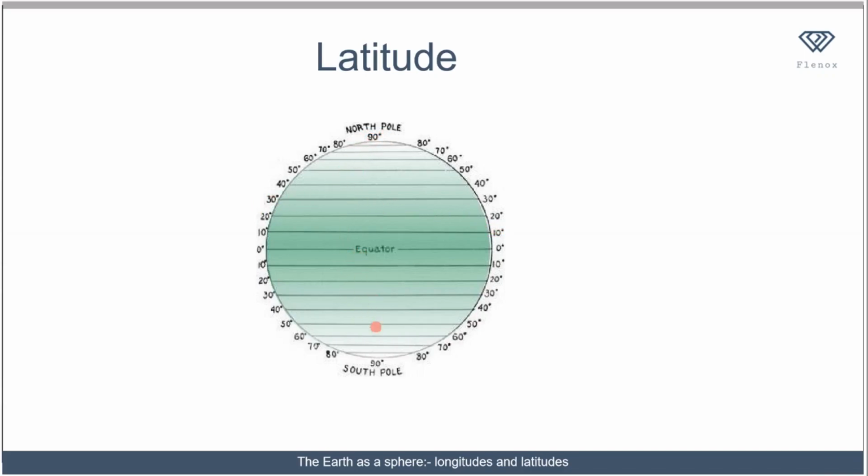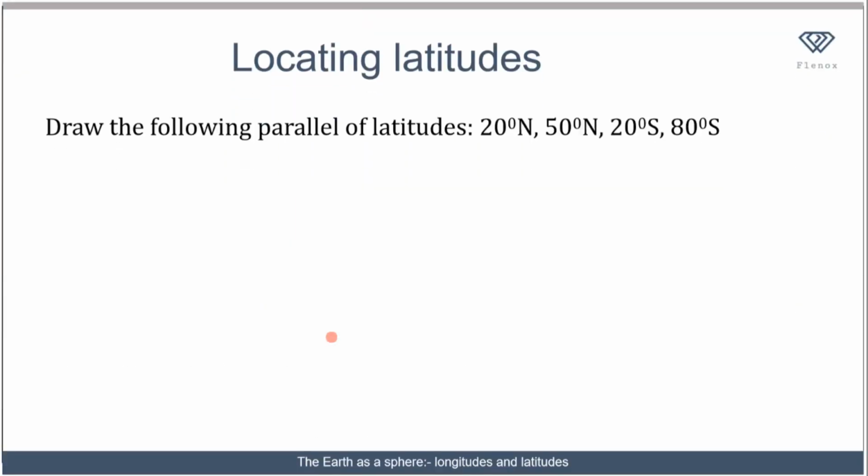And when you move downwards, you are moving towards the southern direction. Then here is 0, 10, 20, 30 down. So I'm going to draw some points so that you can know how to locate latitudes. So let's draw the following parallels of latitude.